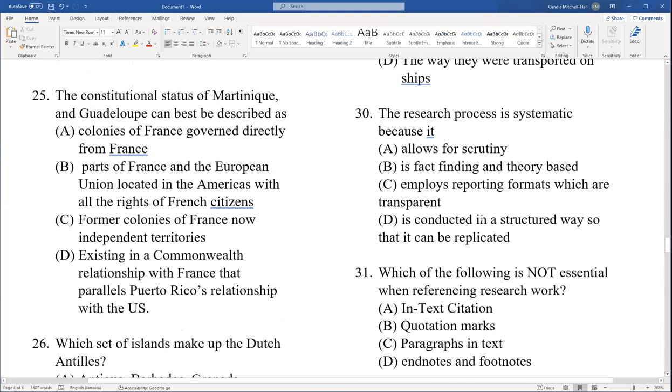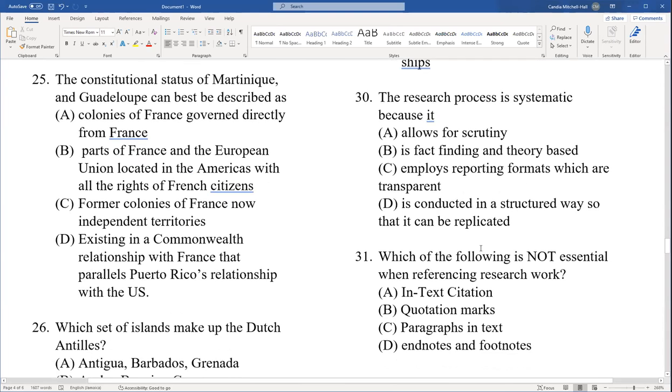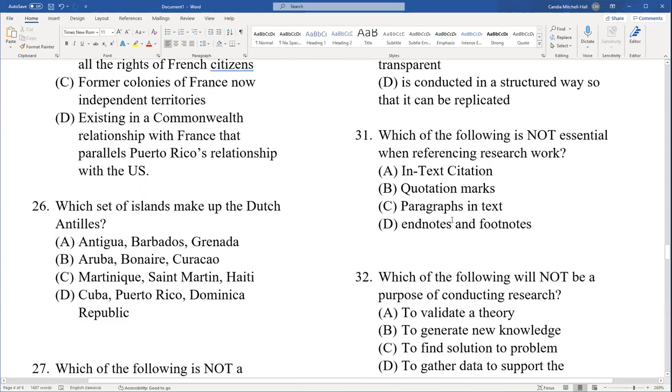The research process is systematic because it? The answer is? Is it D? It is conducted in a structured way so that it can be replicated. Yeah, D. D as in dog, correct. 31.